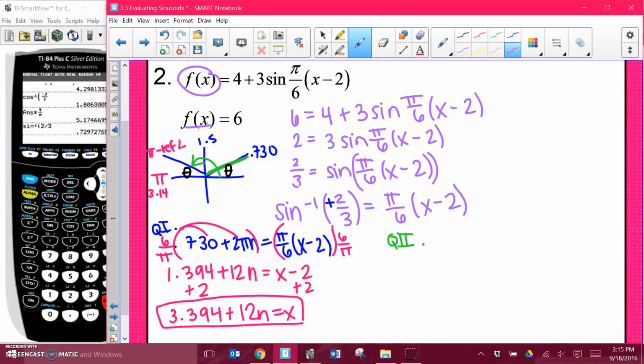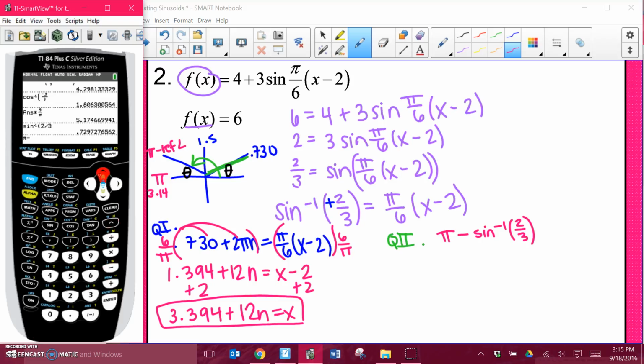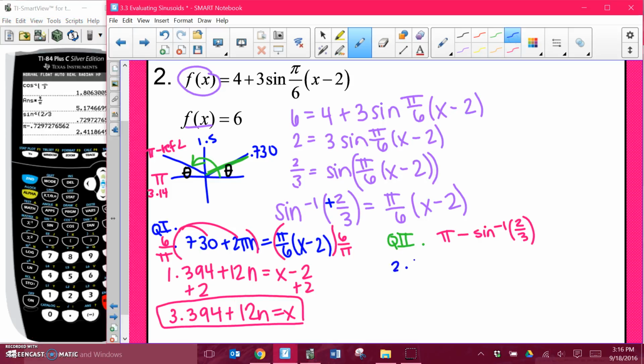Okay, so if you have a quadrant 2, which is going to happen mostly with sine, then you need to take pi or 3.14 minus whatever your calculator spit out for your answer. Okay, that's the most confusing part. You're going to do pi minus this 0.730, or else make my calculator do it. So my second part of my solution would be 2.412 plus 2 pi n, always plus 2 pi n, is equal to the other thing. Okay, so again, hardest part about this is remembering that I have to go find the other angle in quadrant 2 by taking pi minus whatever your reference angle is.